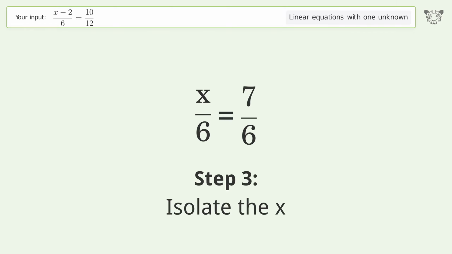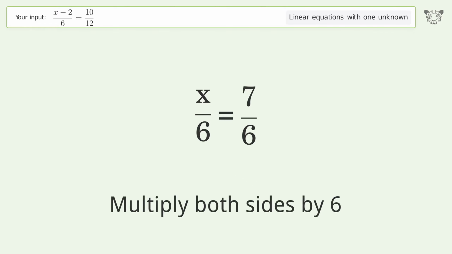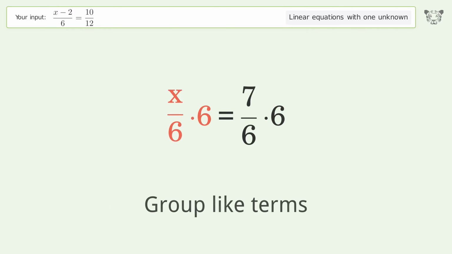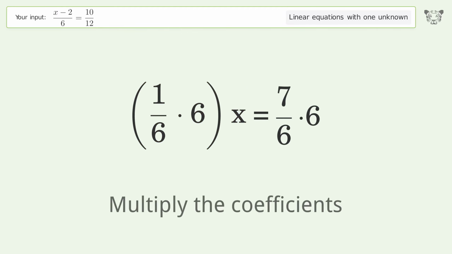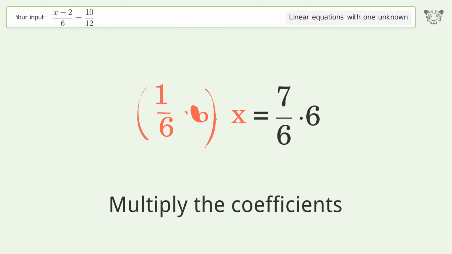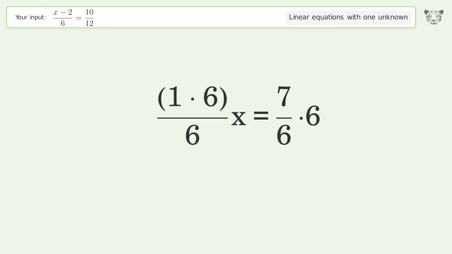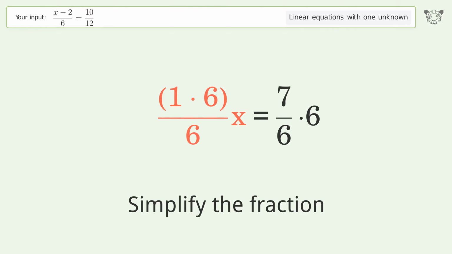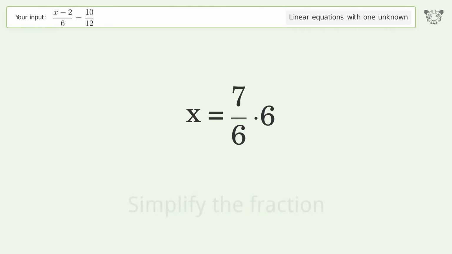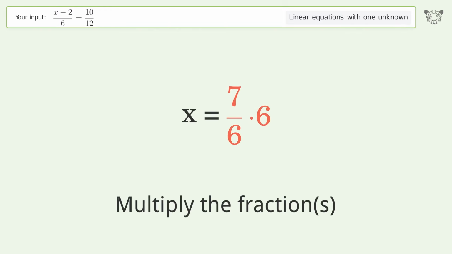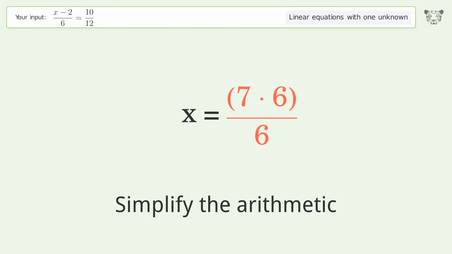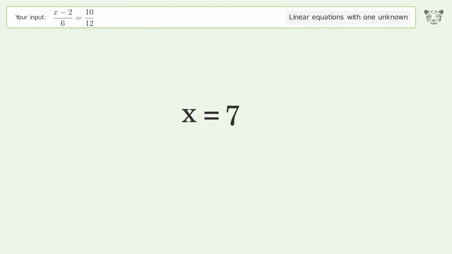Isolate the x. Multiply both sides by 6. Group like terms. Multiply the coefficients. Simplify the fraction. Multiply the fractions. Simplify the arithmetic. And so the final result is x equals 7.